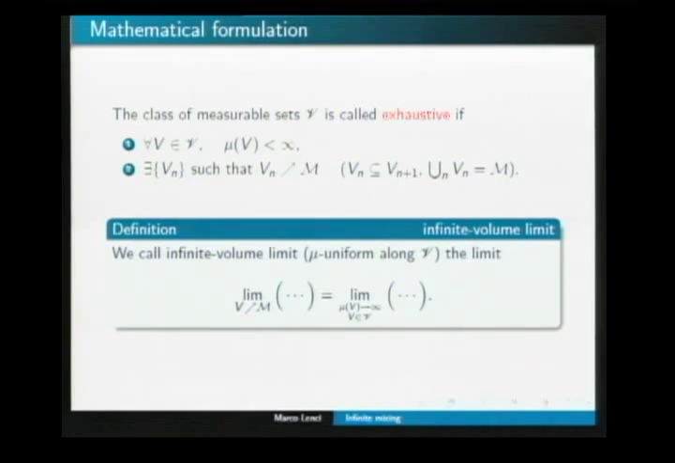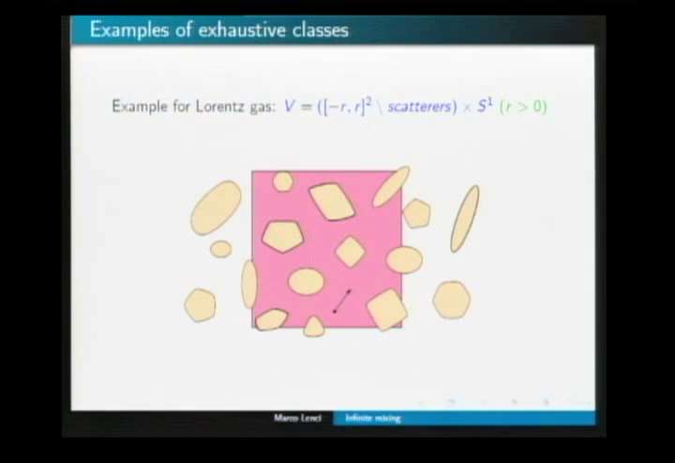and if you have a limit in this sense, then you call it infinite volume limit. Let's go back to the examples that I showed before. What are reasonable choices for these large boxes? For instance, in the Lorentz gas, you can take a box in configuration space, so in position space, a two-dimensional thing, cross all the possible velocities. So that's a three-dimensional set in phase space. This square has side length 2r, and then you take r to go to infinity at some point. So that seems to be a reasonable family for this problem.